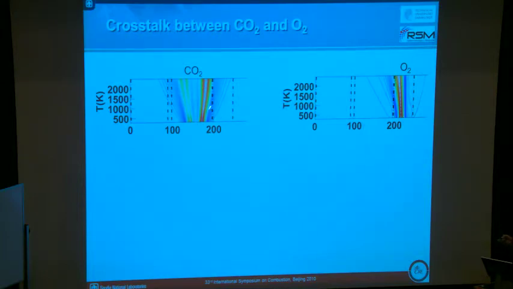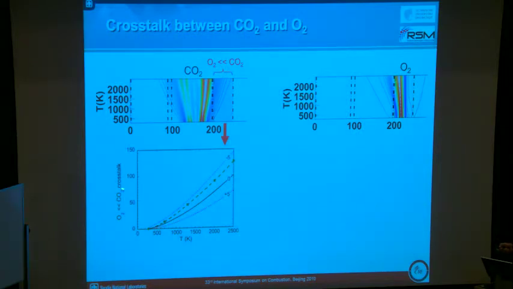Here I have magnified the CO2 channel. Here that's the O2 channel. And this is now, if you refer to the O2 channel, the CO2 lags in. So this is the crosstalk of CO2 upon the O2, or given over here, the crosstalk from CO2 upon O2.